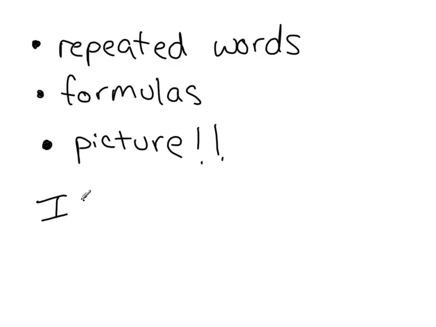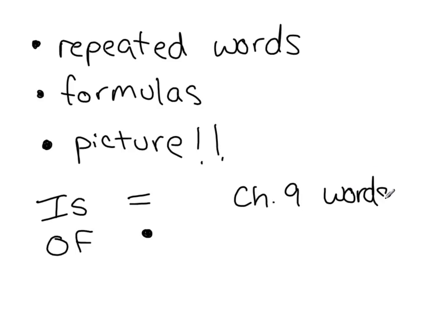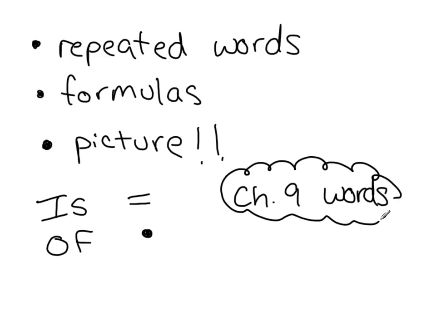Keywords like is means equal to, of translates to multiplication. Knowing those chapter 9 words, those keyword phrases that we talked about in 9.1 or 9.2, can't quite recall, will also help you. So just be careful of vocab. And that is all.